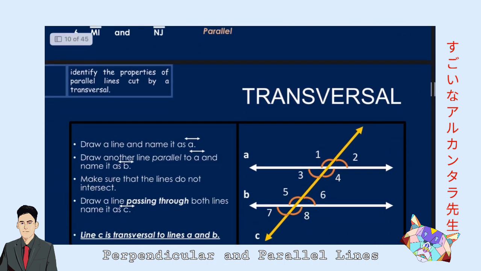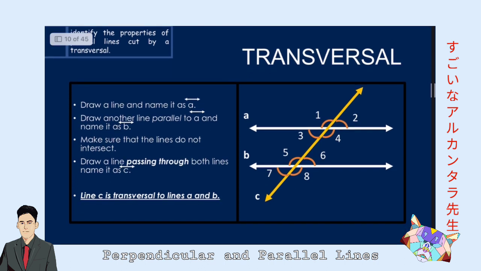Next. One of the things that is important to take note of, especially with parallel lines, is what happens when a transversal cuts through. A transversal is already a line. That's why it's not called a transversal line. It's just called a transversal. I just want to reiterate that.